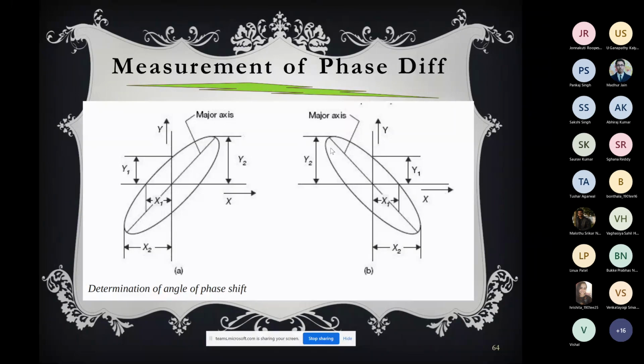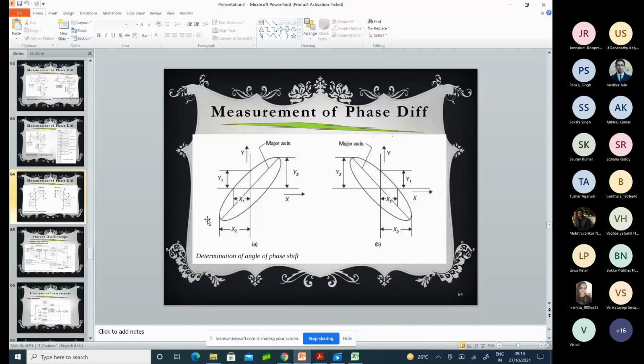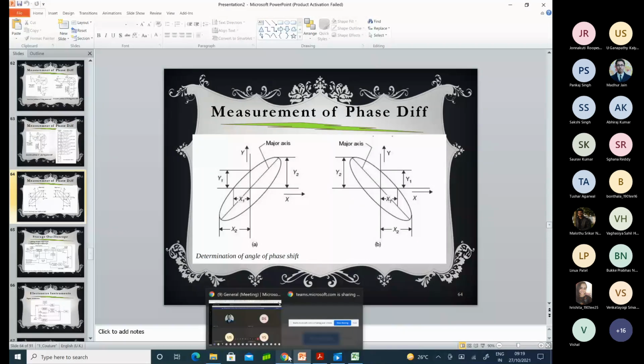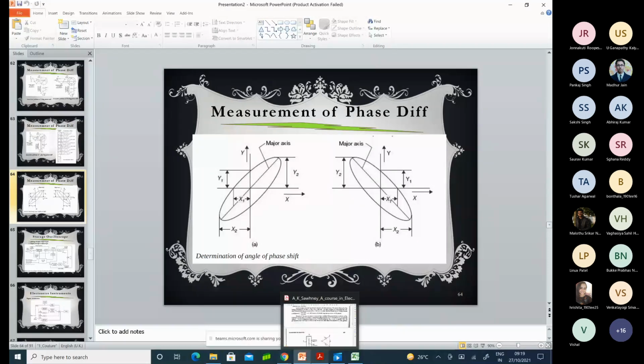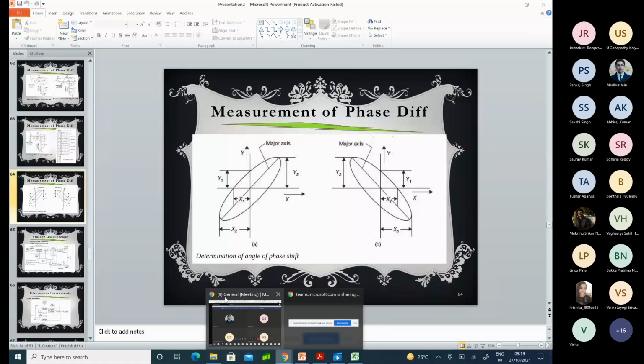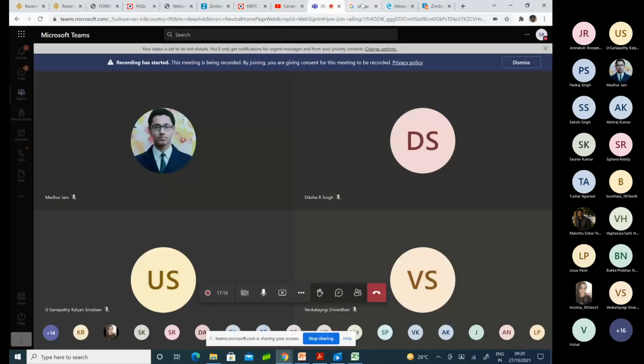Now, from this measurement, suppose you see the figure on A. In this measurement, you can know x1, x2, y1, y2. Suppose you know y1, y2. Then how do you determine the phase? So, determination of phase, now let's see a simple one, this one.